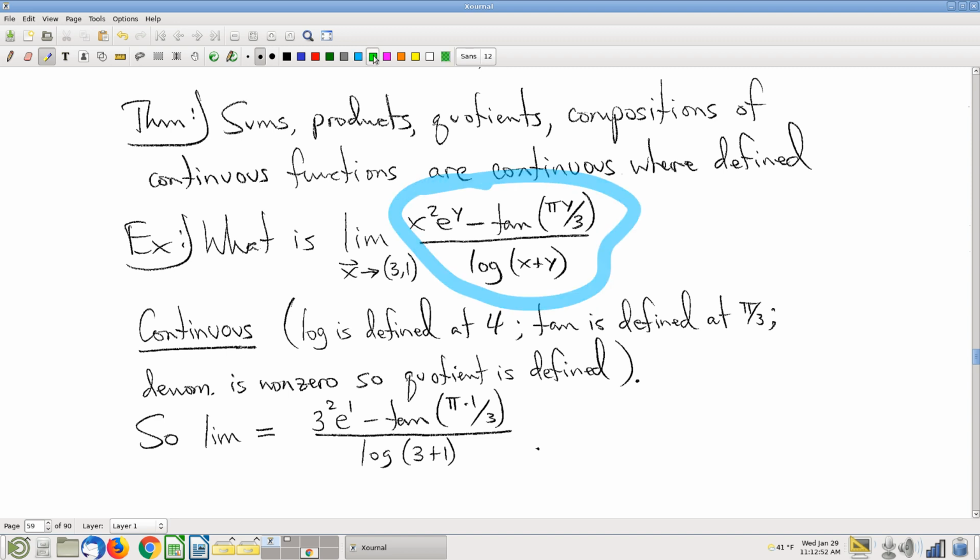So I'm interested in this point 3, 1. Take that point 3, 1, toss it on in there. There's no problems. Tangent's not defined some places, but it is defined there. Log's not defined in some places, but it is defined there. So this function's continuous. Because it's continuous, the value that I get is the value of the limit.